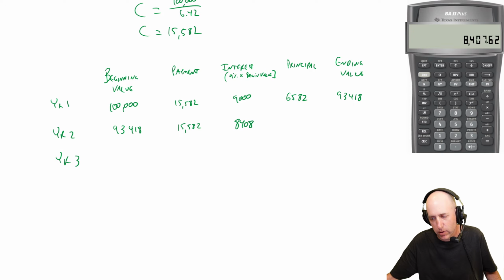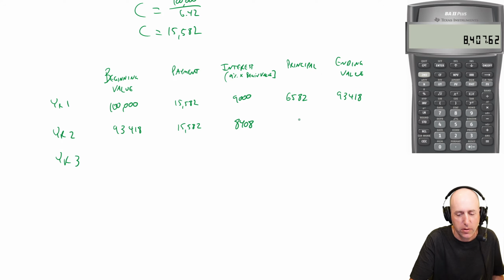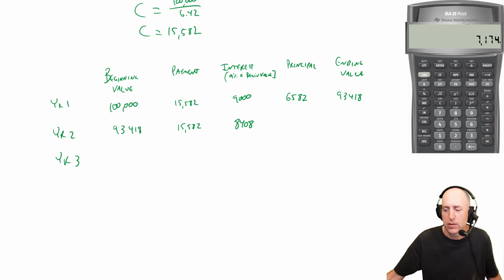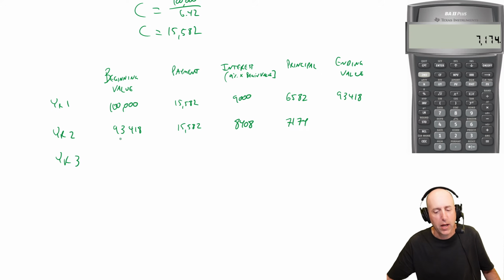93,418 minus 8408. Or sorry, no, I'm saying the wrong thing here. $15,000 payment, 8,000 was interest. How much was principal? 15,582 minus 8408 is 7174.